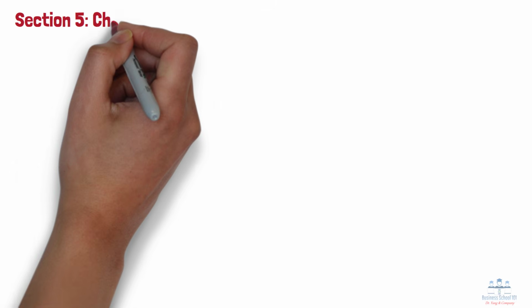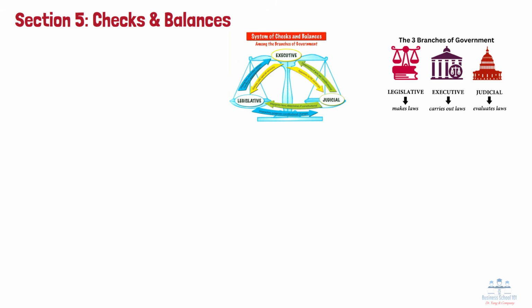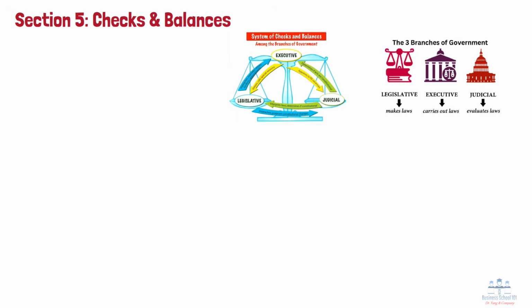Section 5. Checks and Balances. The checks and balances system is what keeps the three branches of government accountable to one another, preventing any single branch from gaining too much power. Each branch has specific powers that can limit or influence the actions of the others.